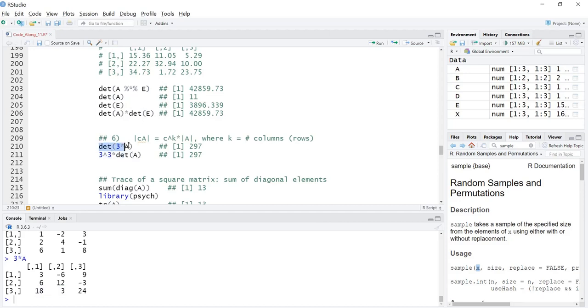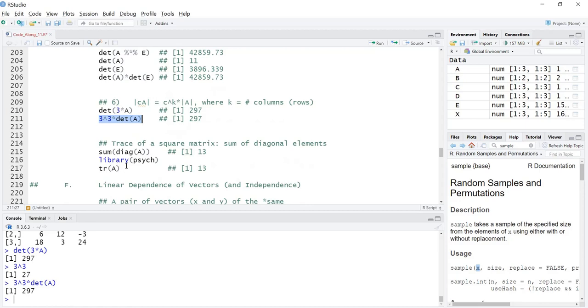Let's prove that. Here is det of 3 times A. It's 297. Remember, det of A is 11. 3 times 3 times 3 is 27. Times 11 is 297. So we've just shown that.